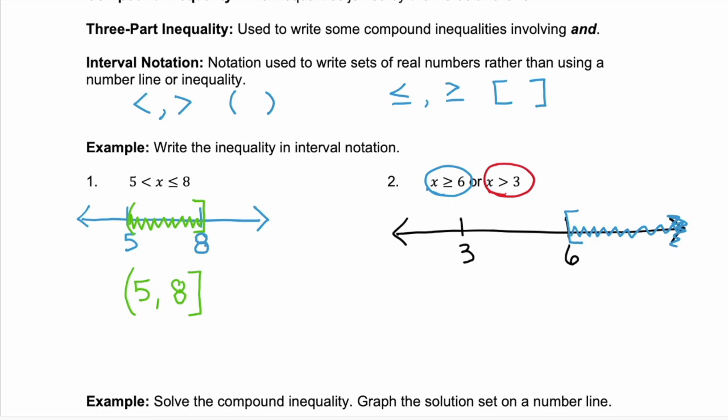The second, x is greater than 3. So every number greater than 3 is everything to the right of 3. And because it's a strict inequality, we have a parenthesis there. Now, with an or inequality, you're looking for the solution that satisfies either of the inequalities. So it can satisfy either the blue inequality or the red inequality. So our solution here, we go from 3 with a parenthesis all the way to infinity. And since infinity can never be achieved, infinity is always represented with a parenthesis. So our interval notation for this or inequality is the interval 3 to infinity.